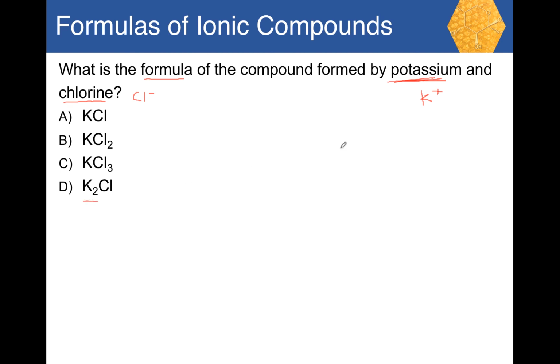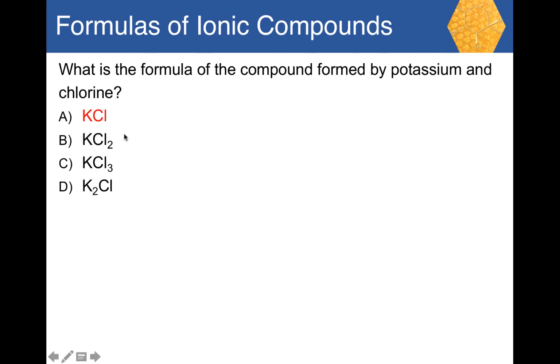K2Cl. Cl is just negative 1, so it does not need 2 pluses to balance. KCl3. K is a positive 1, so it does not need 3 negatives to balance. K2 plus. K plus again is positive 1, so it does not need 2 negatives here to balance it. So more than likely it's KCl.